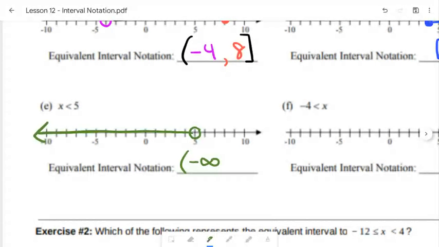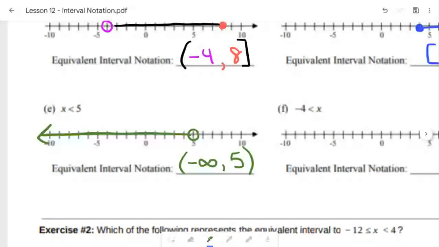So we read it left to right. Notice I gave it a parenthesis just like the previous one. We can't actually reach negative infinity, so we leave it as something that's not included. And then we stop at 5, but 5 is less than, so it gets a parenthesis. If it's not equal to, it doesn't get the bracket.